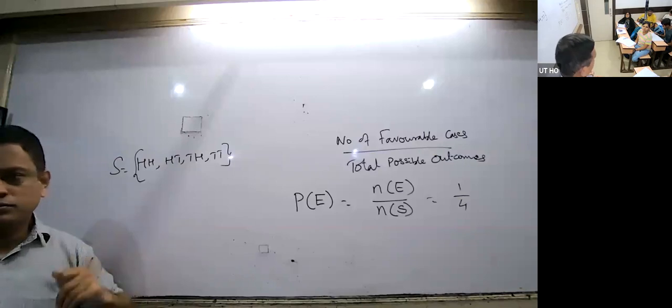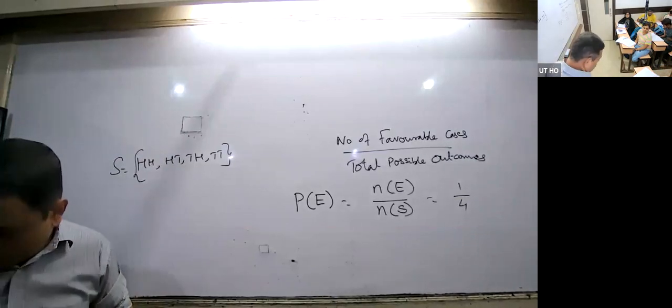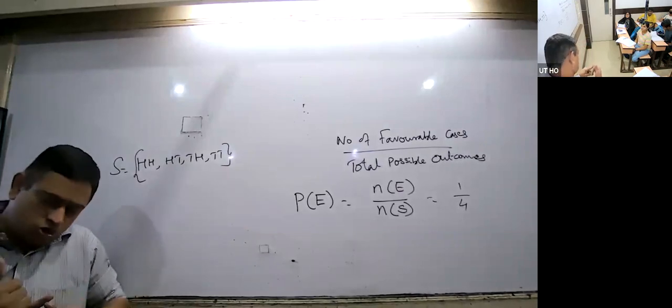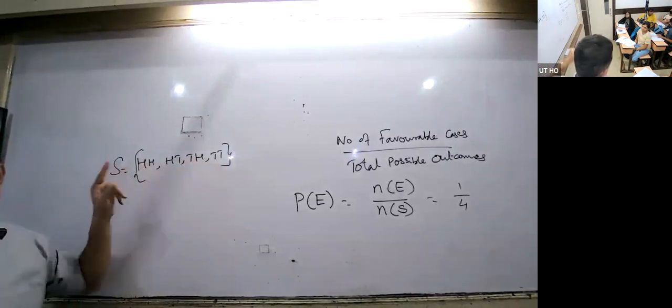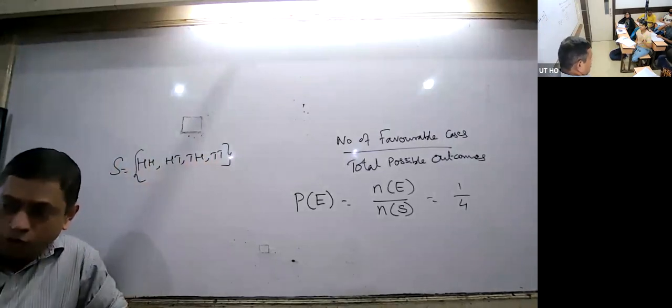It's wrong. Sir, can I tell? 4/4, which is equal to 1. At most two heads means how many? 0 head, 1 head, 2 heads. 0, 1, 2. Okay, 3/4. Are you followed? It's all 4 by 4, it is equal to 1.